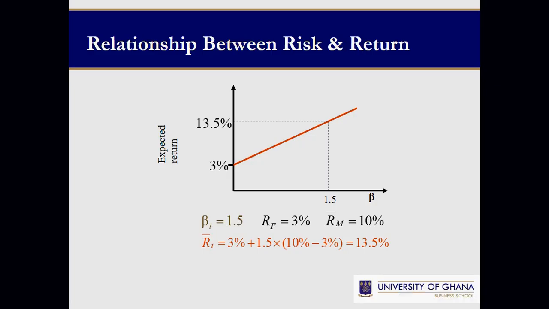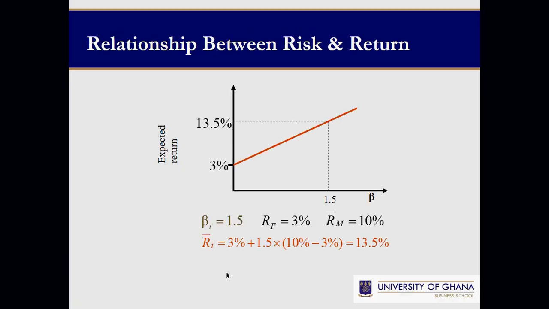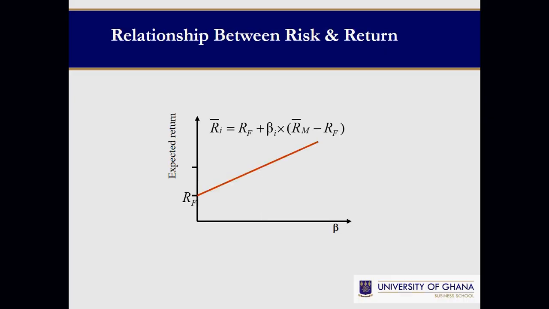So the same thing here. Now here they are solving using the formula, which is R equals RF, the risk-free rate, plus beta times the market return minus the risk-free rate. And it gave us 13.5%.